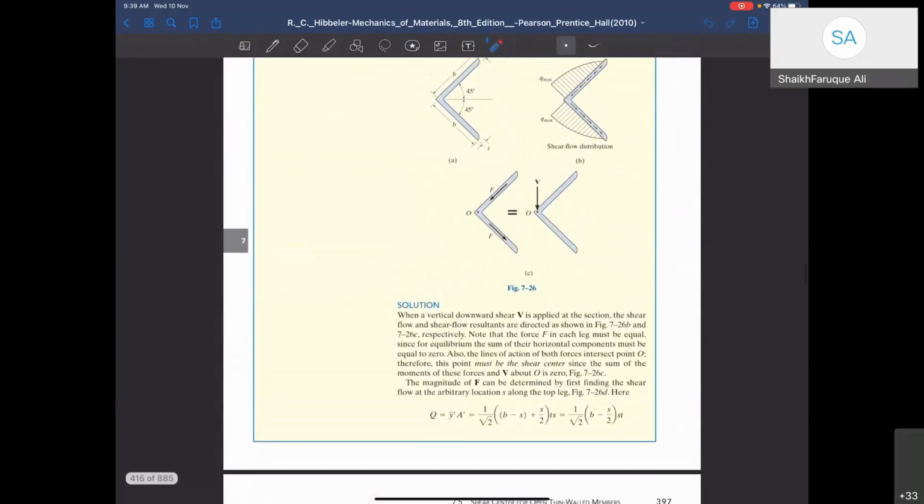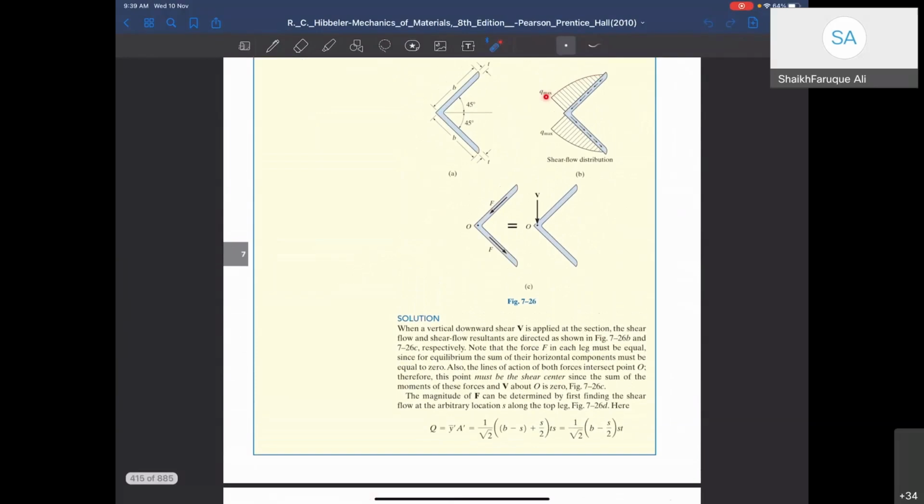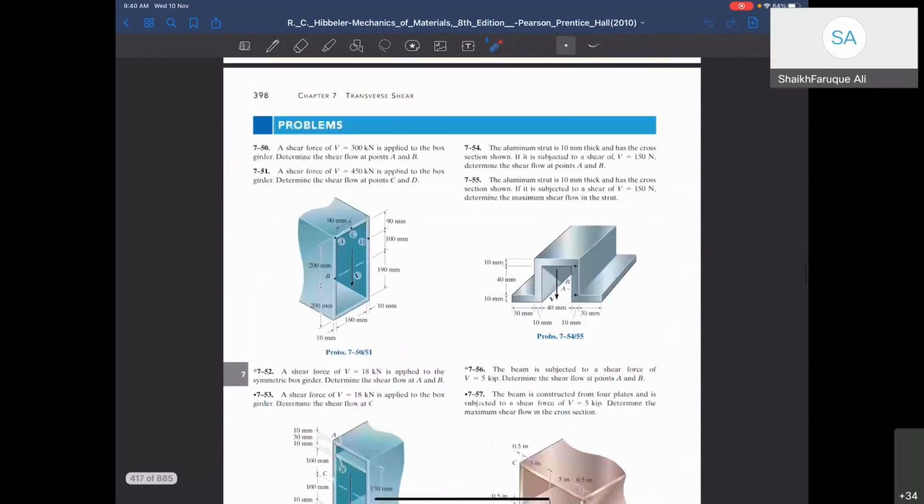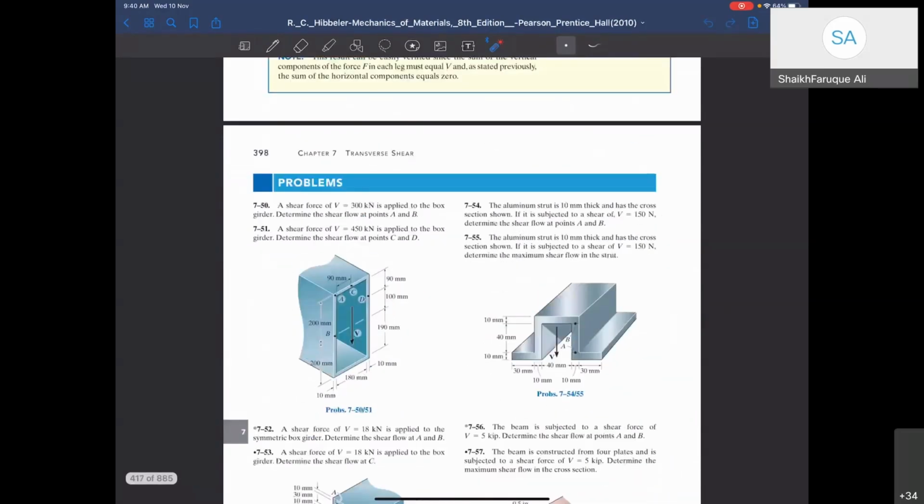Remember that for any inclined section, it is going to be parabolic. Only for sections that are normal or perpendicular to your loading direction is it going to be linear. Apart from that, for any other section, it is going to be parabolic. So do not make a mistake there, right?